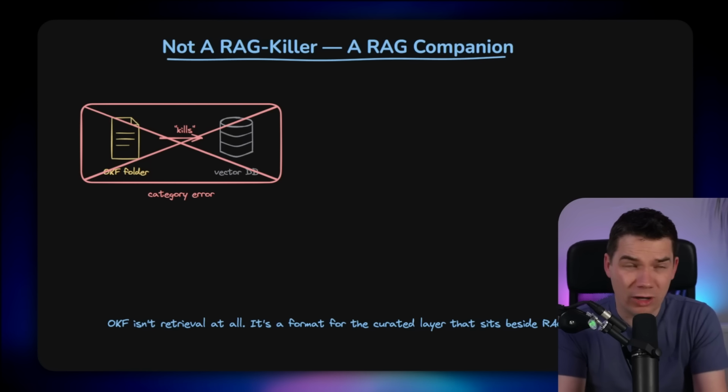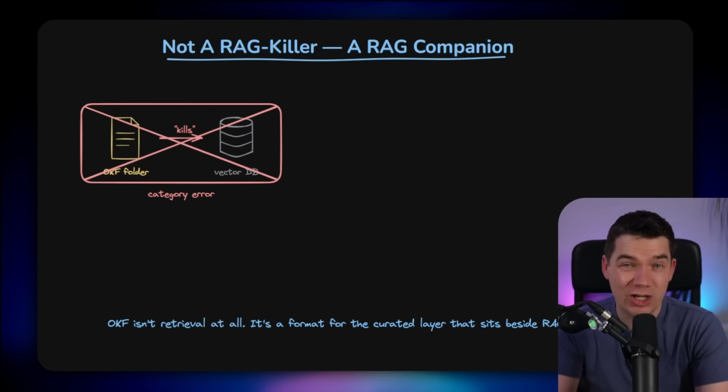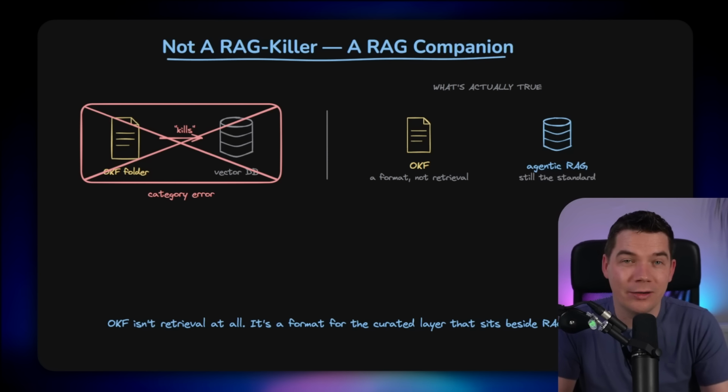And absolutely, when it comes to searching across a knowledge base, naive RAG totally is dead, but agentic RAG is still the standard. And adding a curated knowledge layer is an approach that you can take, but it's not always the right approach.